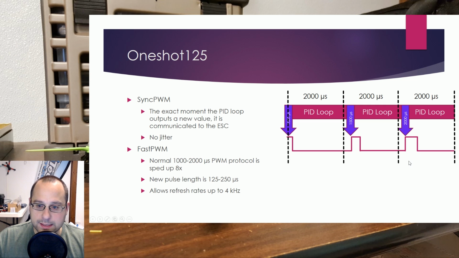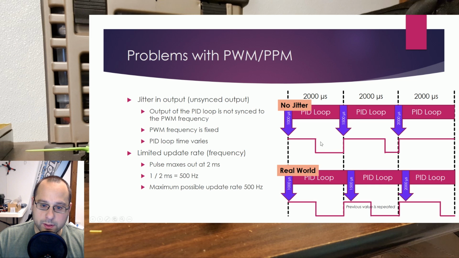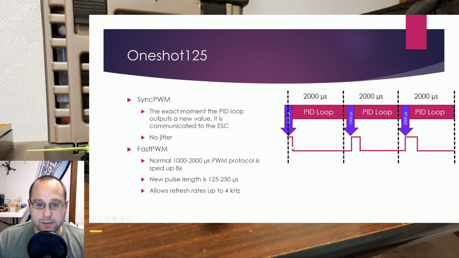Now that's the synced output. And fast PWM, if you look at the difference between the previous slide and this one, instead of pulses from 1000 to 2000 microseconds, we've divided that whole thing by 8. The new pulse length is 125 to 250 microseconds. And those shorter pulses allow us to go at higher frequencies, but they have another effect that I'm going to talk about later, which is that they reduce the latency between the PID loop and the motors.